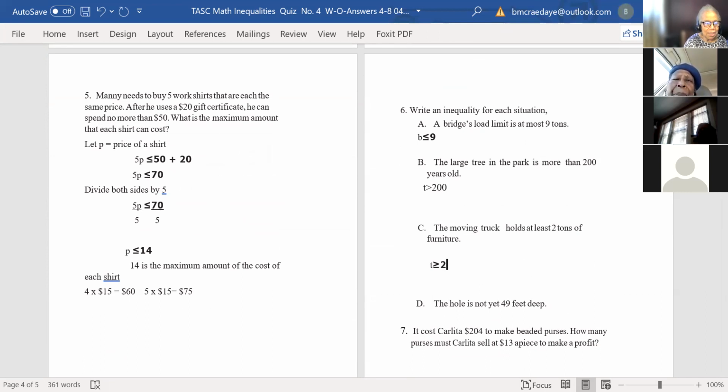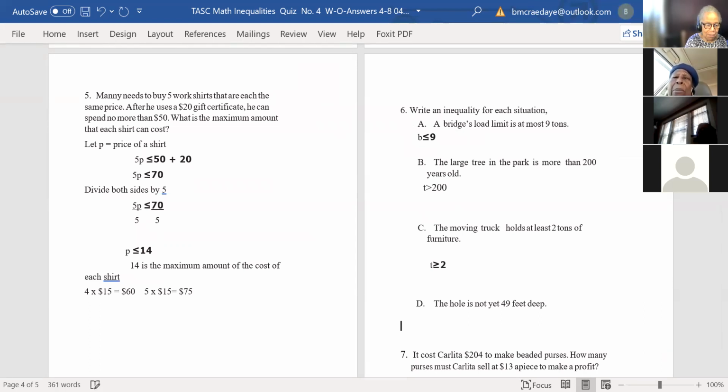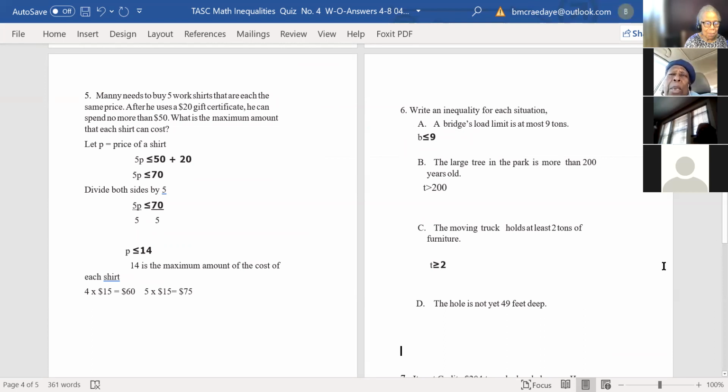Maureen, 6D: the hole is not yet 49 feet deep. What do I write? What symbol? The hole is not yet. Greater than, no, less than. Less than. That's right. So our symbol would be less than. Let's put our less than symbol, and we'll use H for hole. So it's less than, and we've given 49 feet. So we put 49.